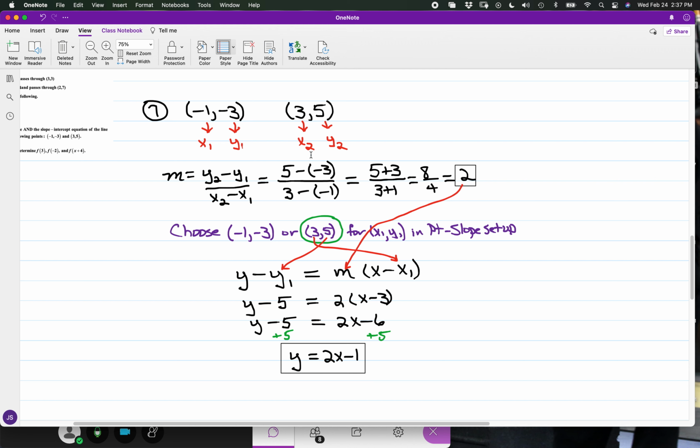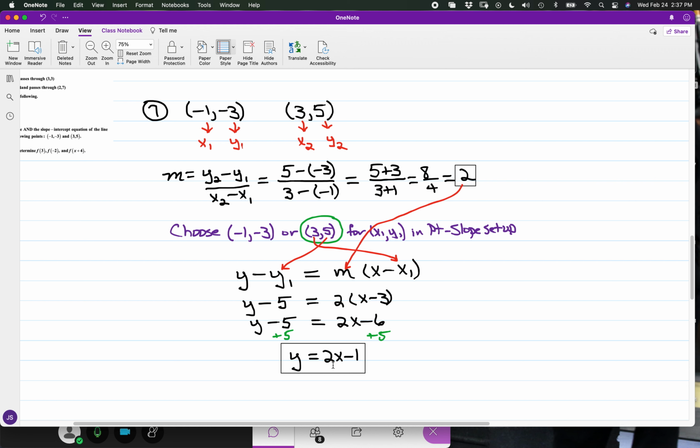So if we have y set to 5, I want the right-hand side of the equation to also equal 5. With x at 3, 2 times 3 is 6, and 6 minus 1 is 5. I also want this to work out for (-1, -3). If we have y at -3, I want the right-hand side to be -3. Here we have x at -1; 2 times -1 is -2, and -2 minus 1 is also -3.